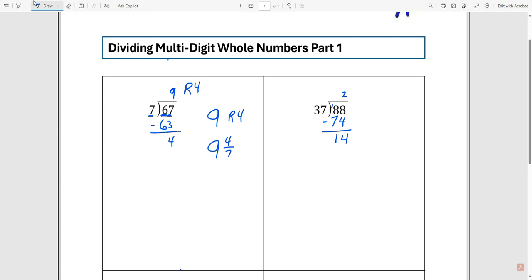There's nothing else left to divide, and 14 cannot be divided by 37, or 37 would not divide into 14. So that's what's left over. So we have an answer of 2 and remainder 14. And also, again, if your instructor wants you to write this as a mixed number, that'll be 2 and 14/37.